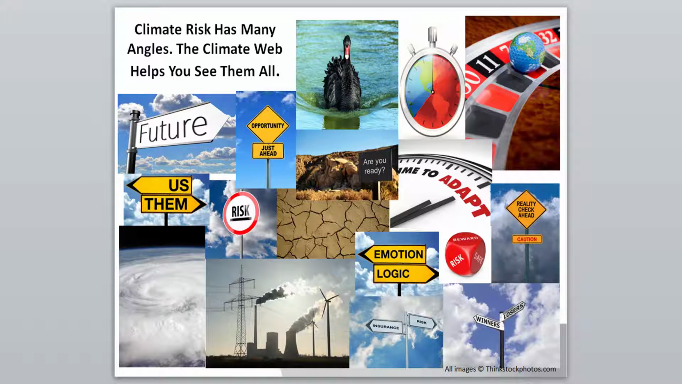Now, we've seen it work in practice, working with companies, working with organizations. As this slide shows, having access to a tool like the climate web can really be useful. And again, this is very different from simply trying to Google it. So the climate web is intended to really help you understand the climate change issue from many different directions. And that's why you can't just Google it.